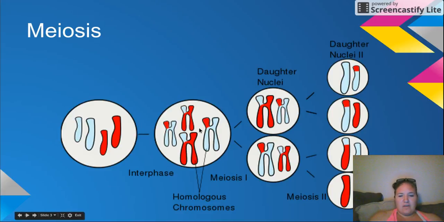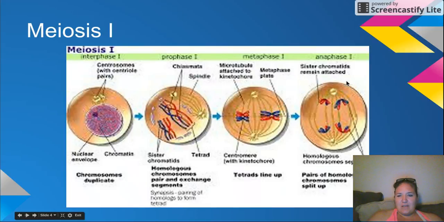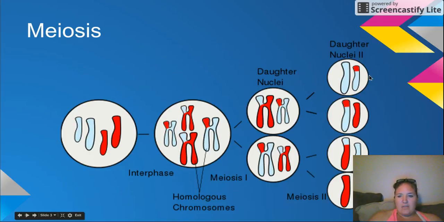So as you can see in this picture, it starts with one cell, and then all of the chromosomes are created again or replicated, and this is moving into meiosis 1. After meiosis 1 is complete, you now have 2 daughter cells, and then after it splits again, you now have 4 cells, and these 4 cells are considered haploid cells. So you went from 1 diploid cell to 4 haploid cells.